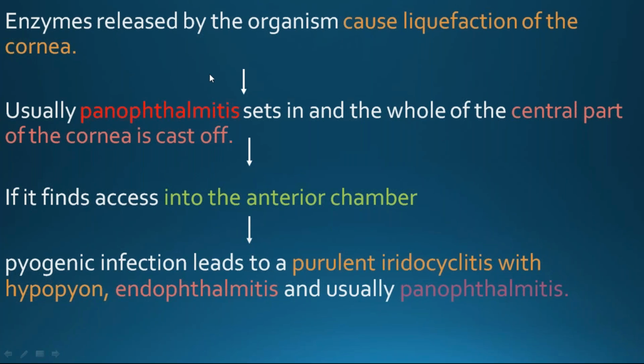Enzymes released by the organisms cause liquefaction of the cornea. Usually panophthalmitis sets in and the whole of the central part of the cornea is cast off if it finds access into the anterior chamber. Pyogenic infection leads to purulent iridocyclitis with hypopyon, endophthalmitis, and usually panophthalmitis. These are the sequelae: first iridocyclitis, then hypopyon, then endophthalmitis, and lastly panophthalmitis.